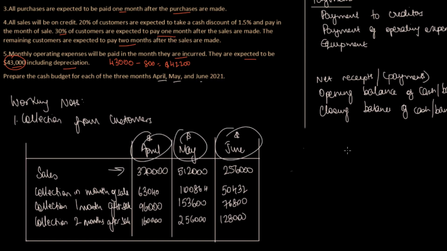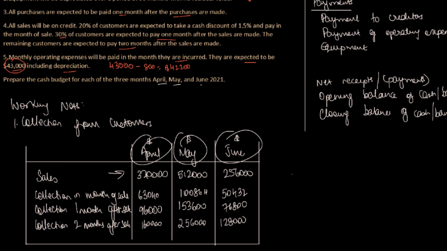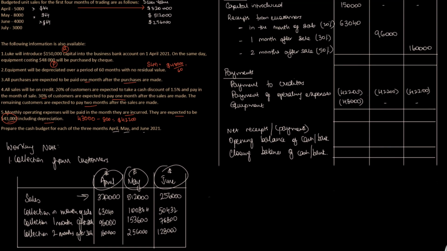When is their collection due? That we've calculated. Now we are going to put it in the cash budget. The first month we've already done it in the cash budget, April month. So these three amounts have already been written here. Let's do it for May and June also. For May, collection in the month of sale is 100,864.